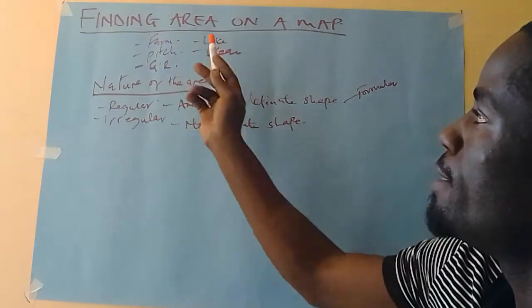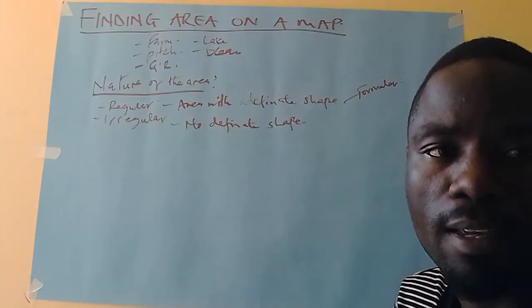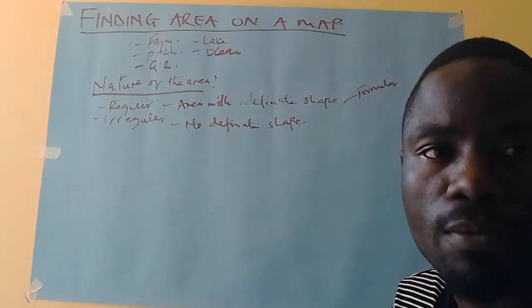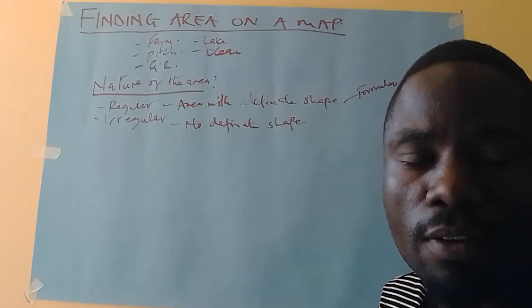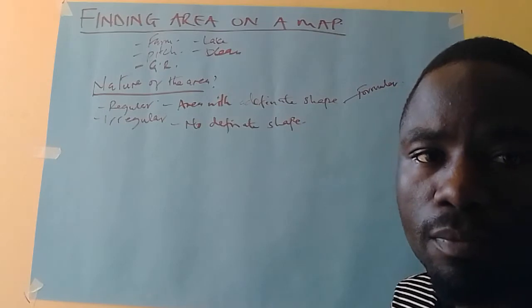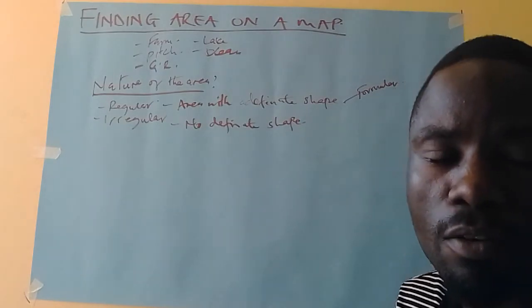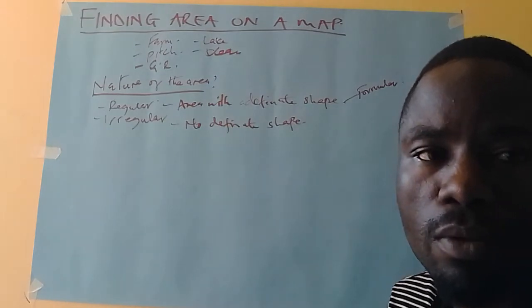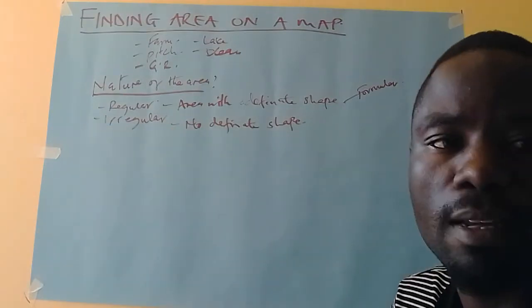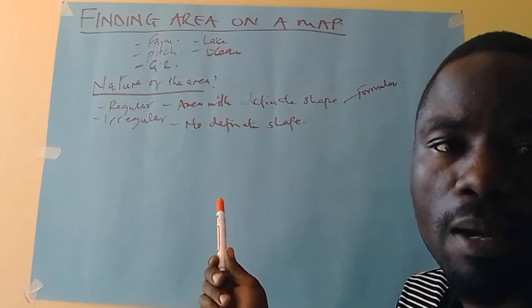We are going to look at finding an area on a topographical map. We have moved some good distance as far as map reading and interpretation is concerned, for those who have been following. And today we are going to look at an area on a topographical map. Some students find problems with this, very many. In fact, you may find that 80% of students fail this question.